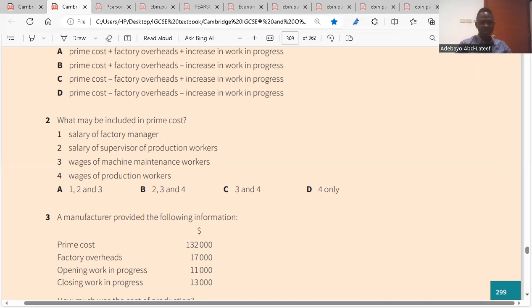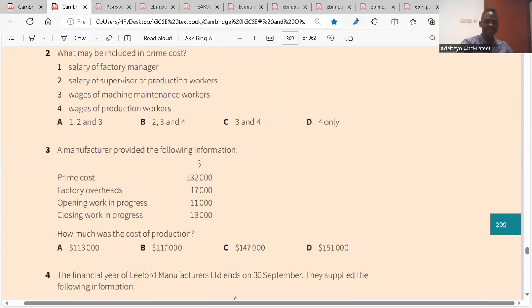Why did you choose salary of supervisors of production workers? They told you supervisors, managers, they are part of them, but they are not the ones working. Oh yes, I thought you have to choose only 3. So it's 3 and 4. Yes, 3 and 4. I think it's clear.